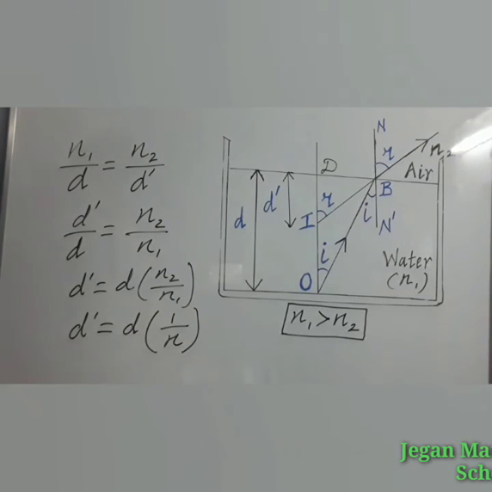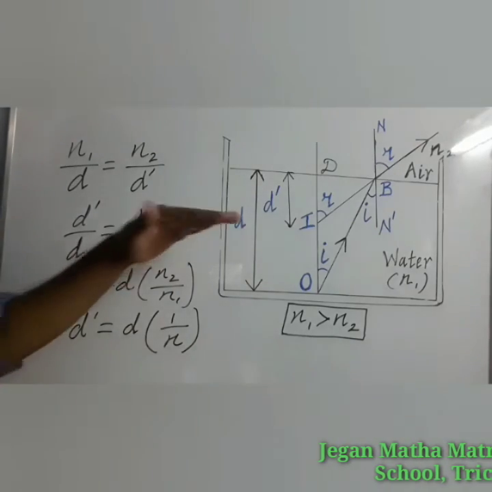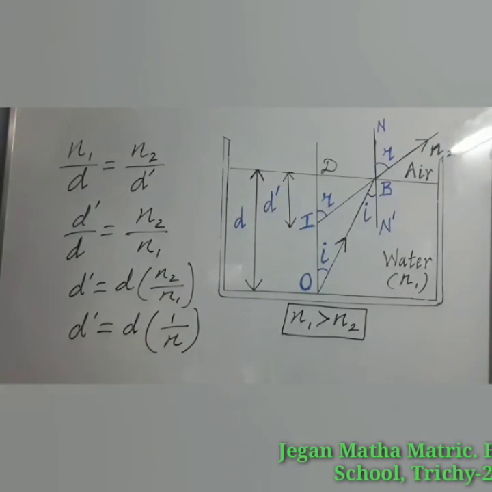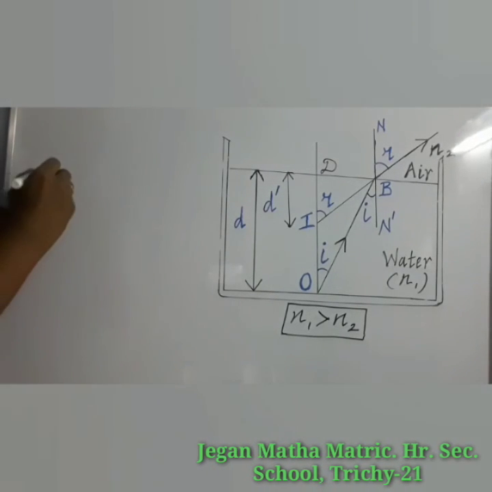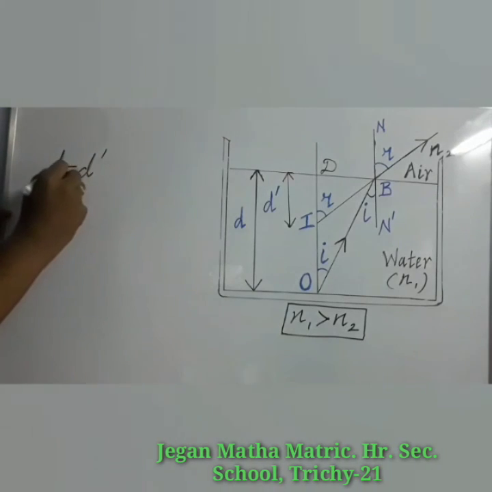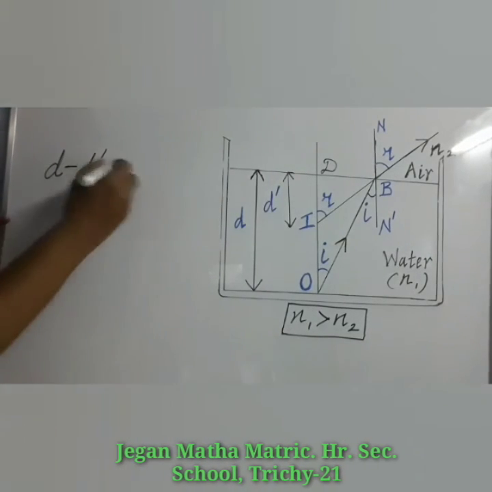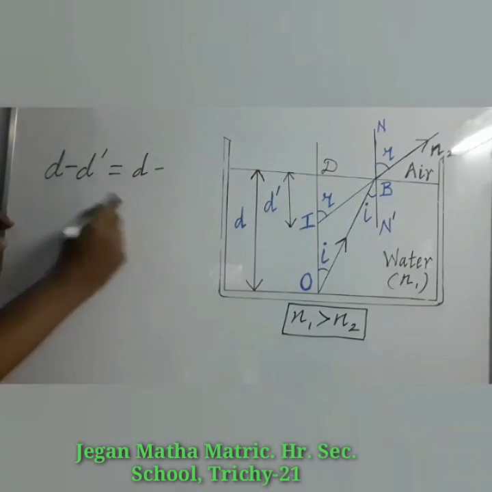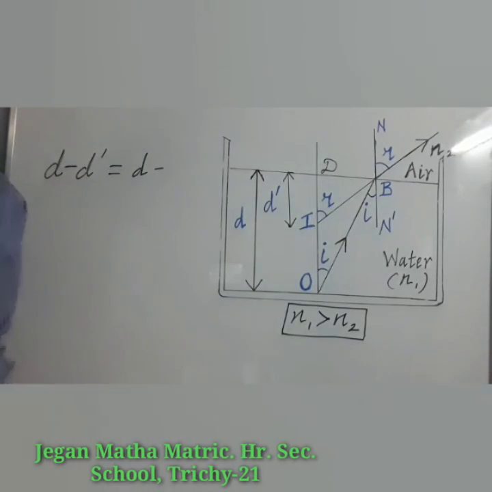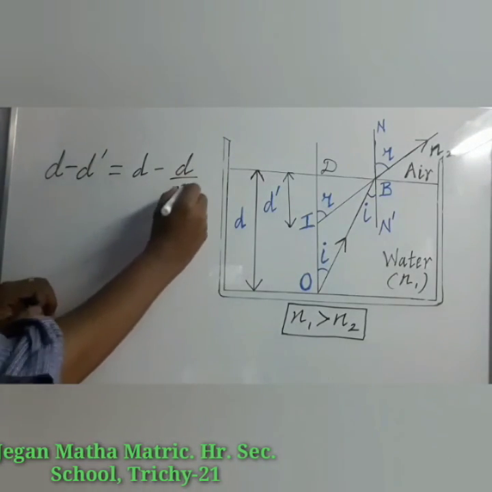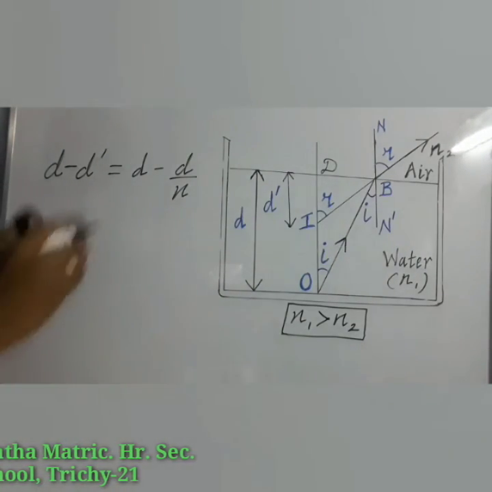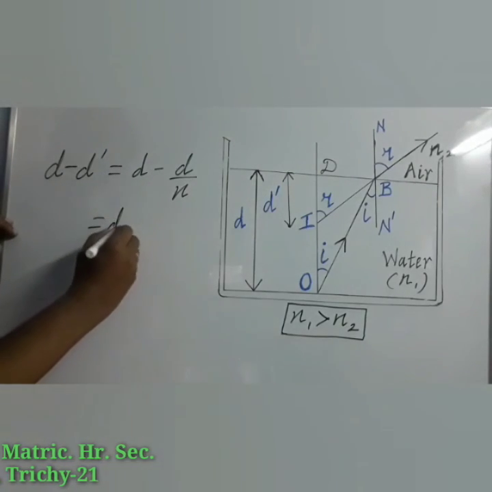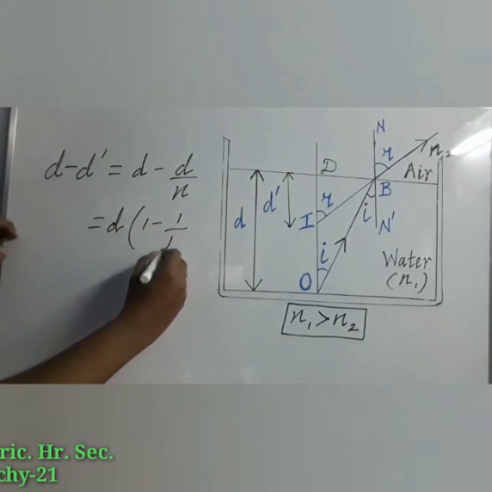The bottom appears to be elevated by d minus d dash. The difference between the actual depth and the apparent depth can be written as d minus d dash. Let d be as it is, minus, what is the value of d dash? d by n. For this situation it is d by n. Or we can take the d outside. So d into 1 minus 1 by n.